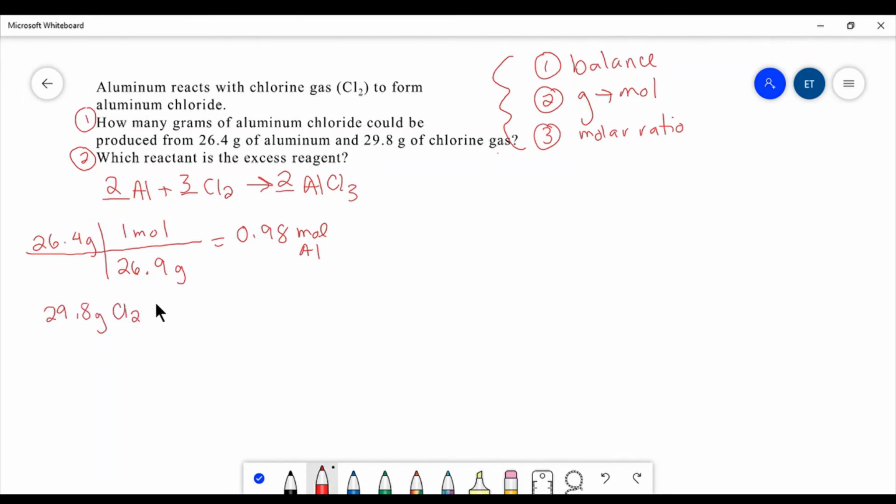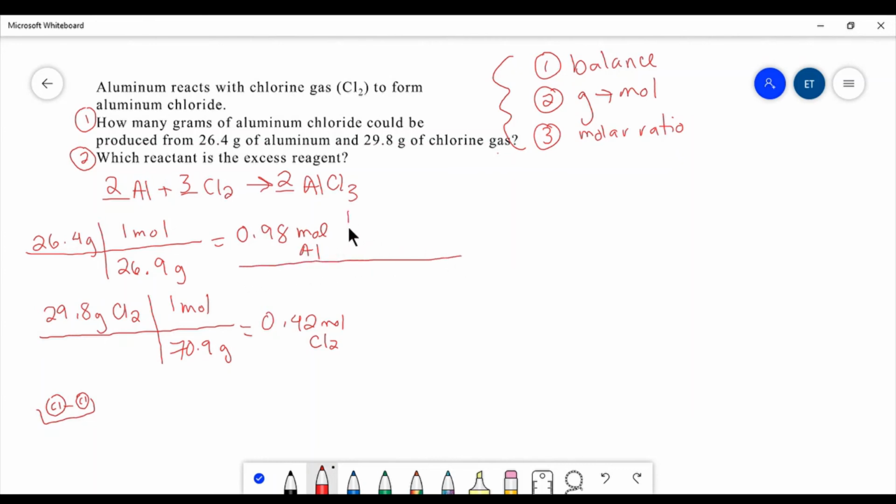So chlorine gas, or just chlorine, is actually one of the diatomic elements. So it comes in pairs, so you're gonna have 2 chlorines. Therefore, in 1 mole, if you look at the periodic table, it tells you that the mass of chlorine is 35.45. But since this is a diatomic molecule, right here you're going to write 70.9 grams. Okay, and this should give you 0.42 moles of chlorine gas.